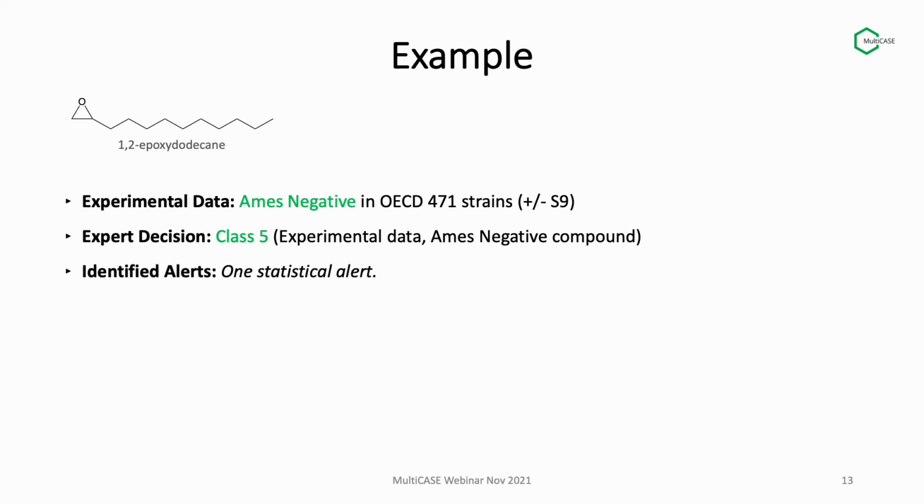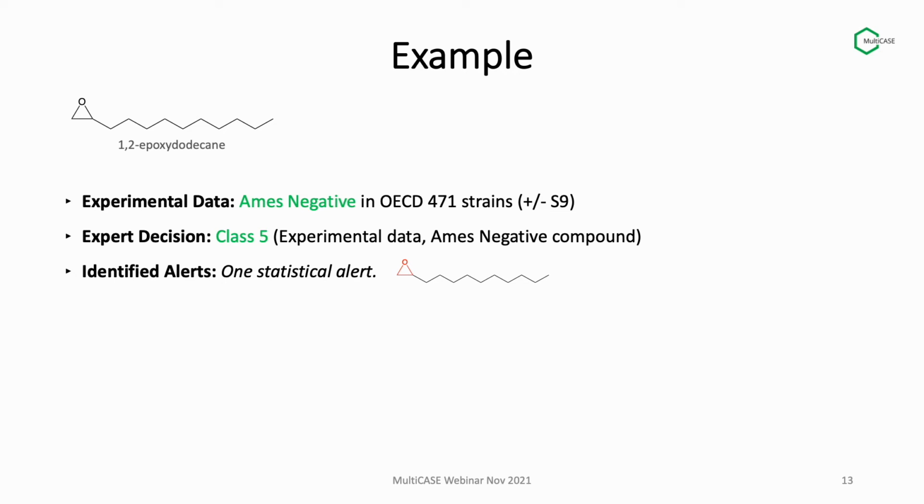If any alerts are identified, yes, there is one alert that was identified, which is an epoxide, and which is highlighted in this chemical. Now let's find out if this alert is really relevant or not. Again, we do not need to do that because we have already decided that it's a class 5 based on the experimental data. But let's do it just for our curiosity.